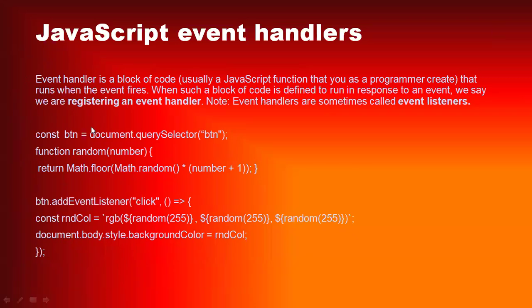For example, see here: const btn equal to document.querySelector btn. We are getting hold of the particular button. Then we write function random number, return Math.floor, Math.random multiplied with number plus 1. Math.random always generates a value between 0 and 1.